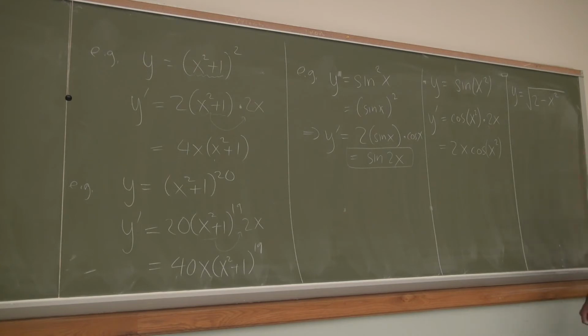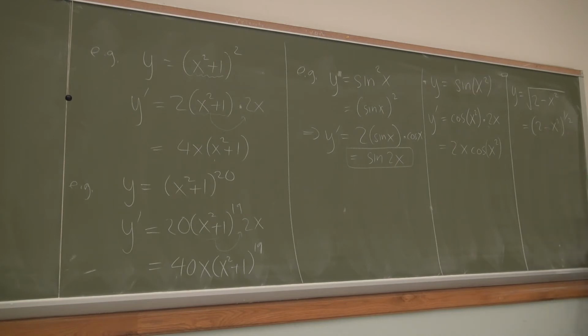Negative x over the square root of 2 minus x squared. Did you get that? Tell me the steps. How do you get it? Set it to the 1/2 power first. Right, you decide to rewrite this as the 1/2 power. So it looks sort of like the power rule, except it's not just an x in here.